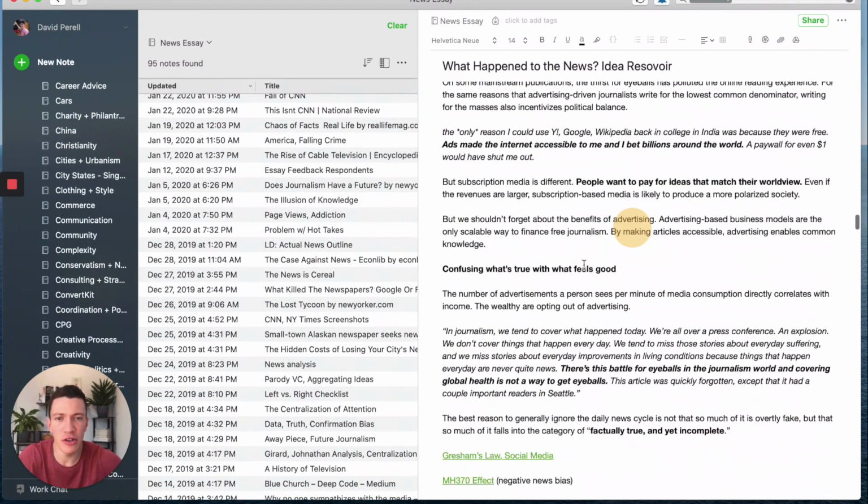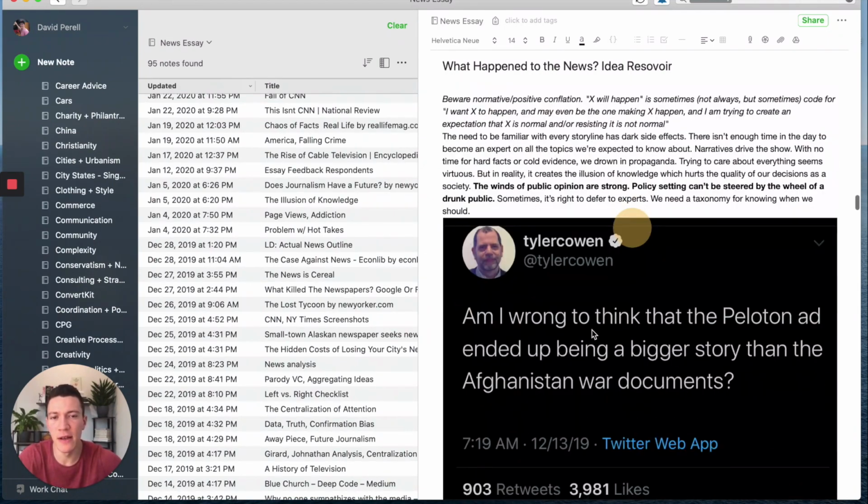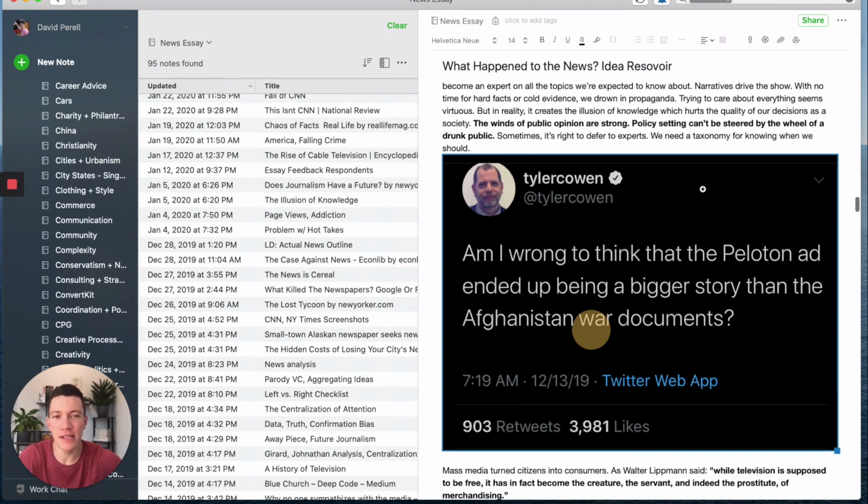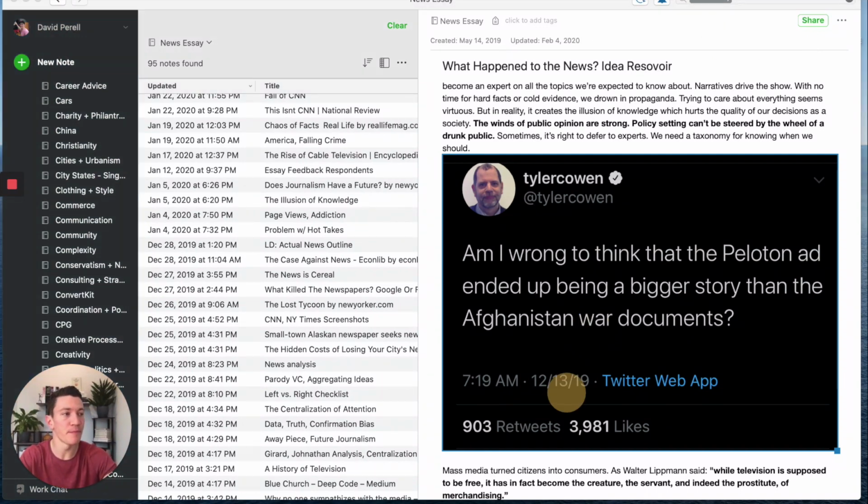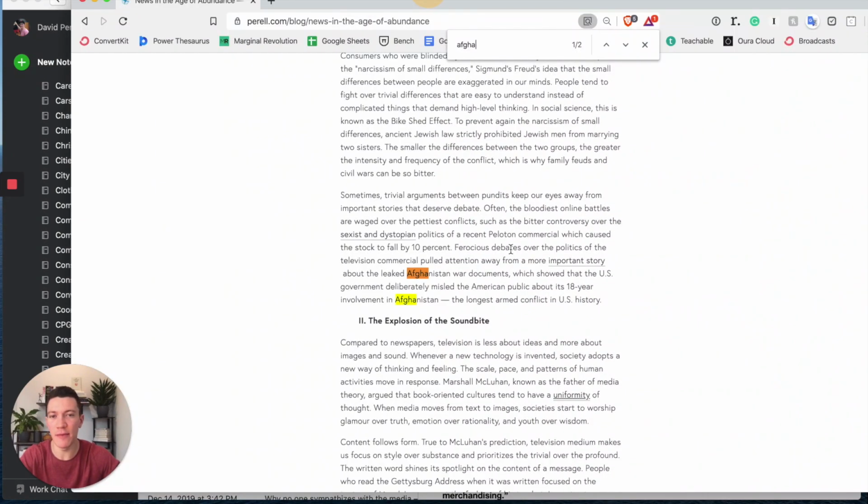If you were to actually look through it, for example, this, you're going to like this. This tweet from Tyler Cowen: am I wrong to think that the Peloton ad ended up being a bigger story than the Afghanistan war documents? You'll see in my actual essay, this is what ends up happening.